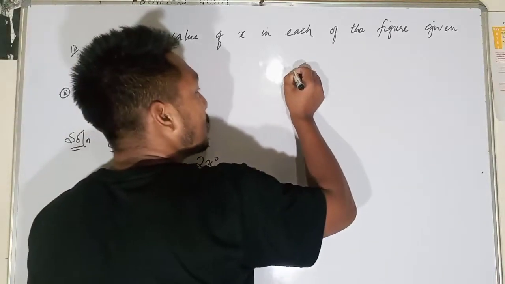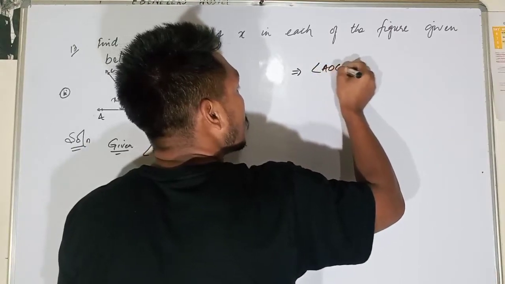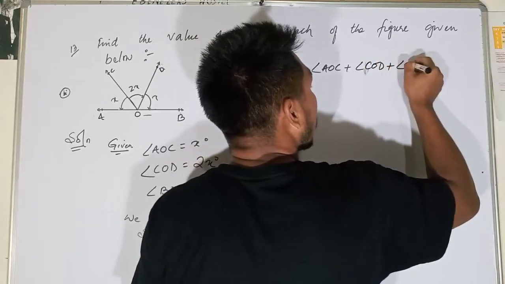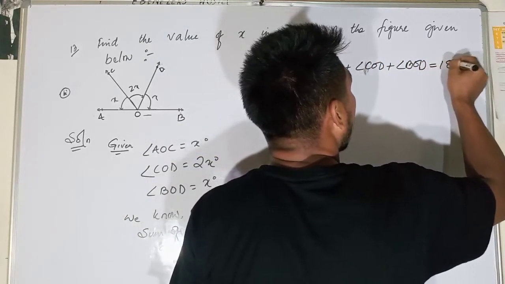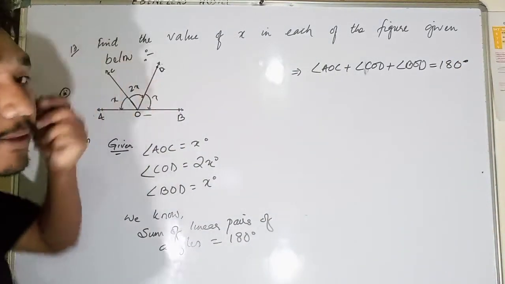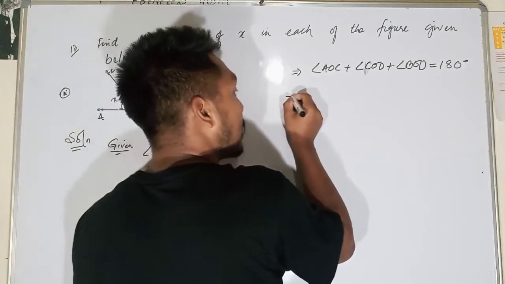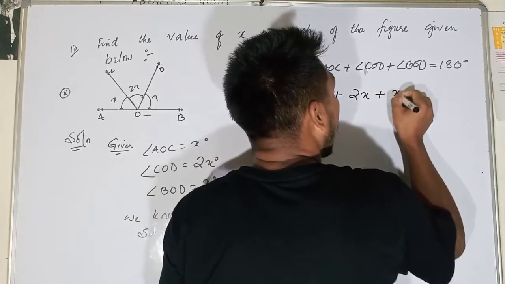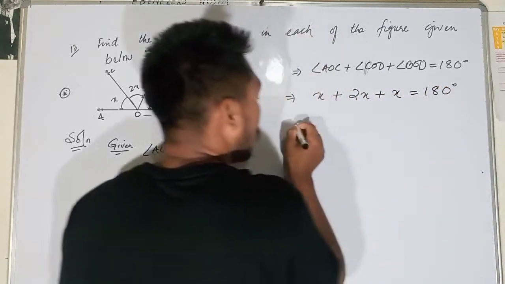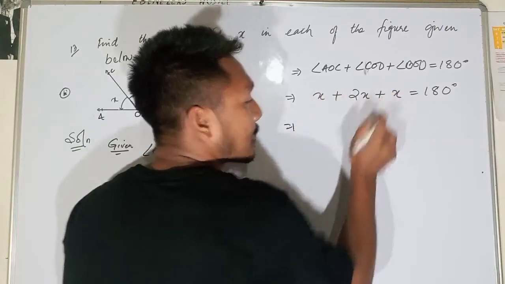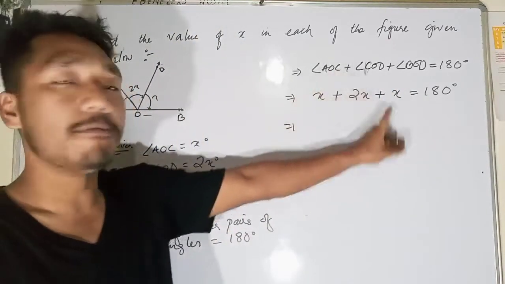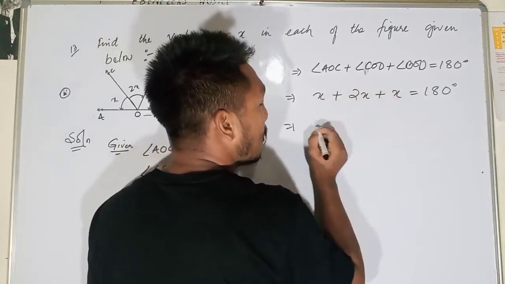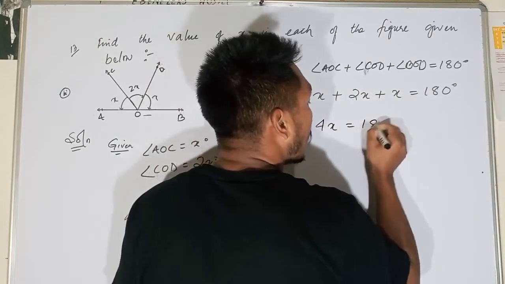Therefore, angle AOC plus angle COD plus angle BOD will be equal to 180 degrees. So if you sum up all these angles, it will be 180 degrees. That means angle AOC is given x, angle COD is given 2x, angle BOD is given x, equal to 180 degrees. Now, they are all like terms, x, they have the same variable. That means I will add up only the coefficients. So 2 plus 1 is 3, 3 plus 1 is 4. That means 4x is equal to 180 degrees.